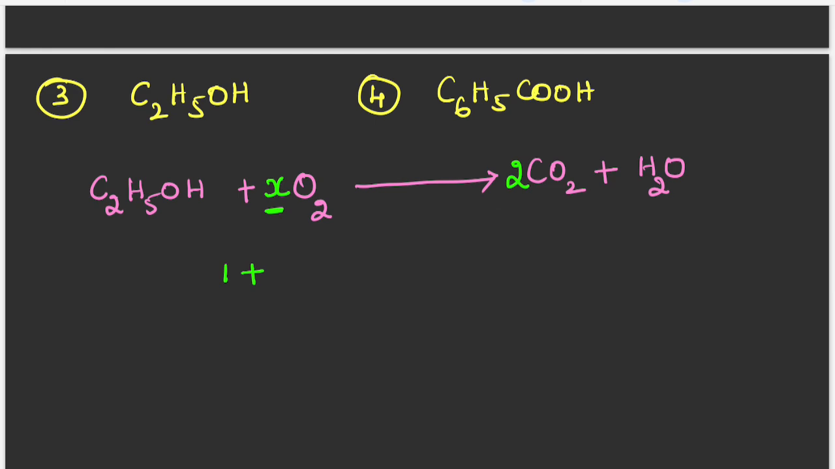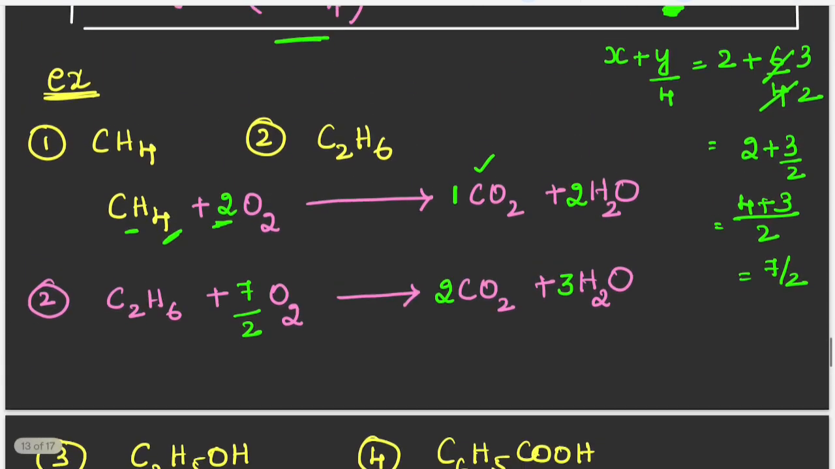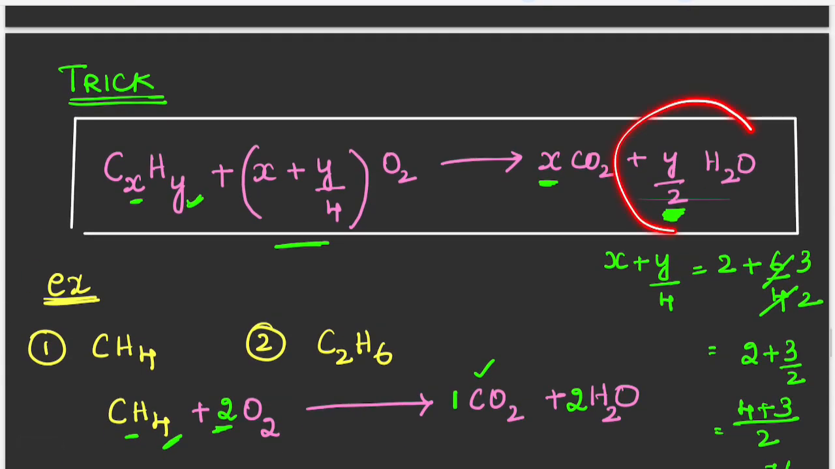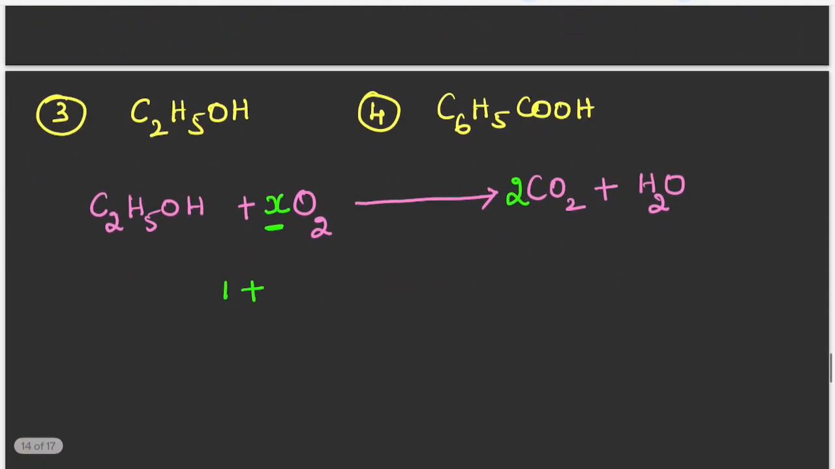And then hydrogen. What is the formula you're going to use? Y by 2. Here how many hydrogen atoms are there? 5 plus 1, 6. So 6 divided by 2, you will be getting 3 as the answer. So here I'll be writing 3. So carbon we balanced, hydrogen we balanced.